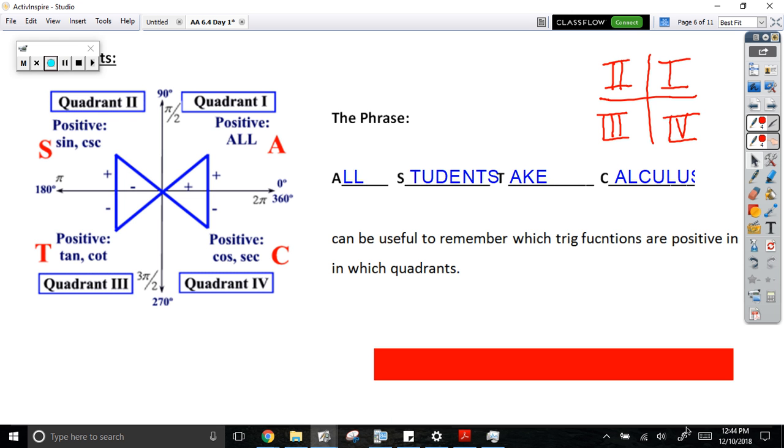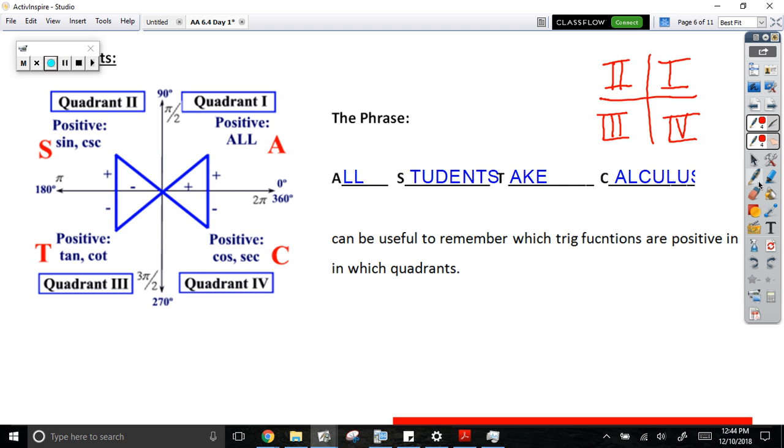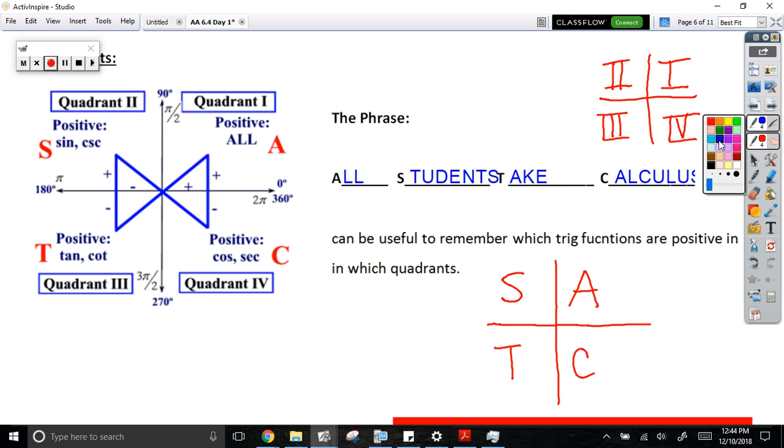Again, it's just like PEMDAS in that the first letter stands for everything that it means. So this will be all students take calculus. It goes in the same order as the quadrants. Every time you do one of these problems, you're going to want to set up this little template. And what "all" means is that in this quadrant, it tells you which trig functions are positive.